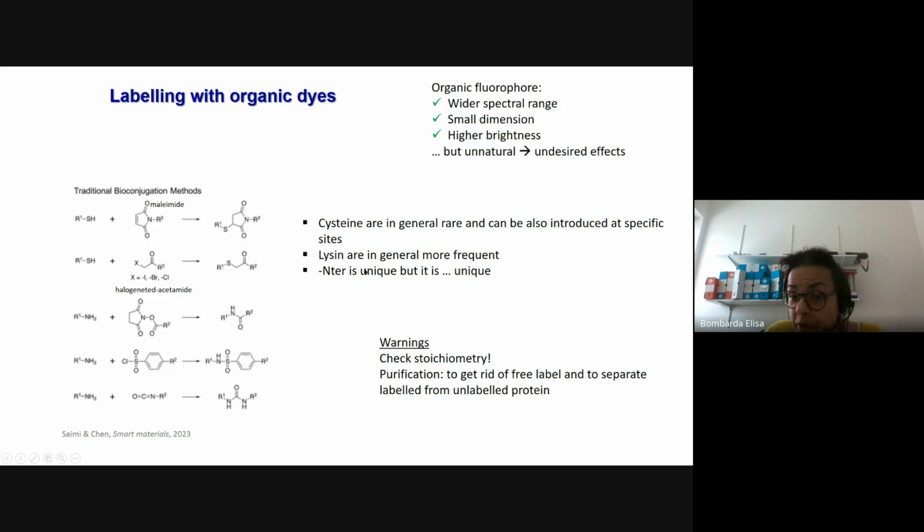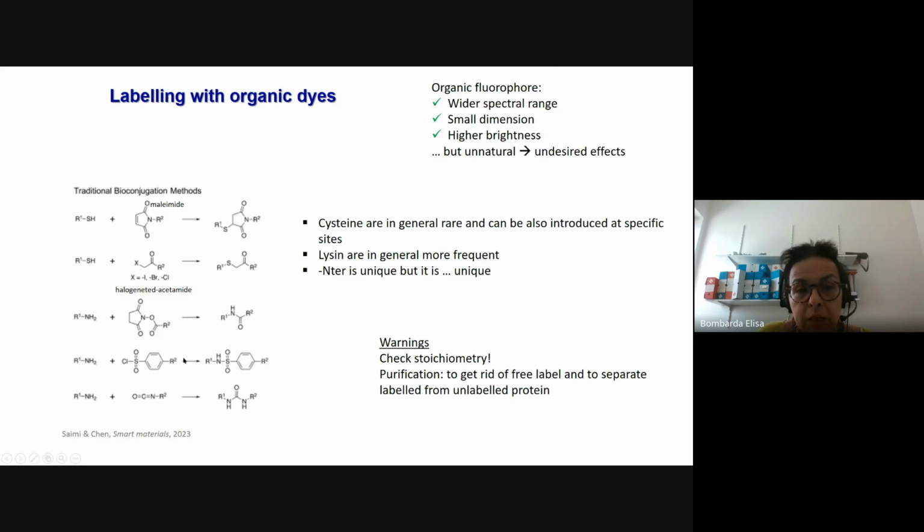that could be an advantage because you are sure where you put your label. But the fact that it is unique may also be a problem because you have no freedom, so you cannot label the protein elsewhere. This group is only there, so that's something to be careful about.